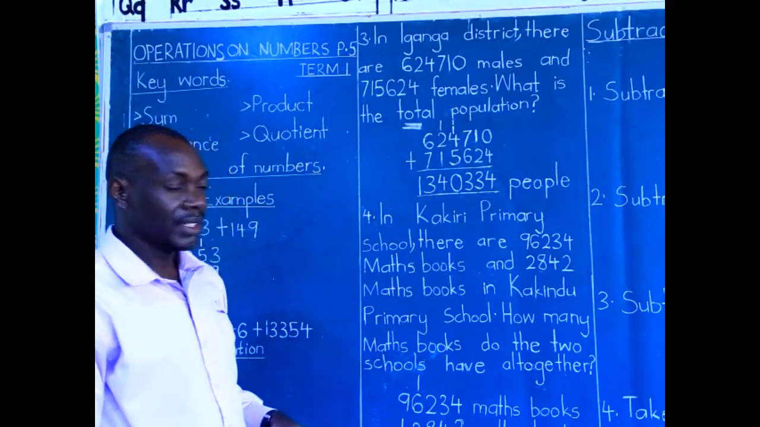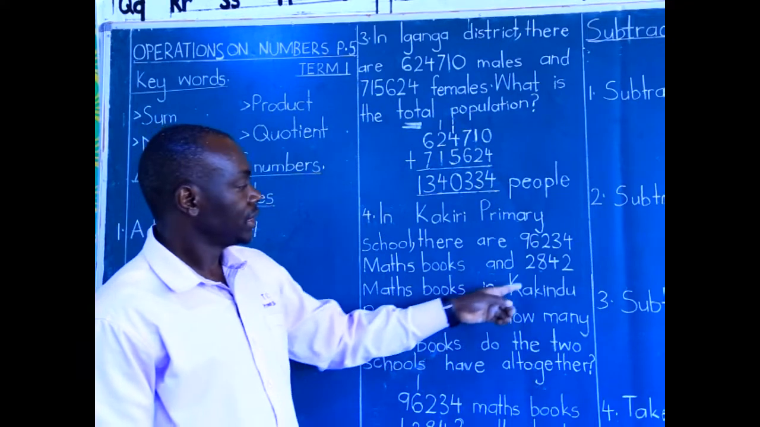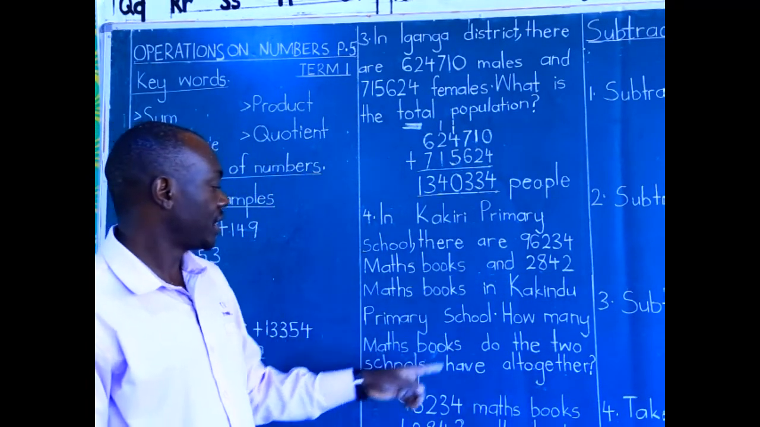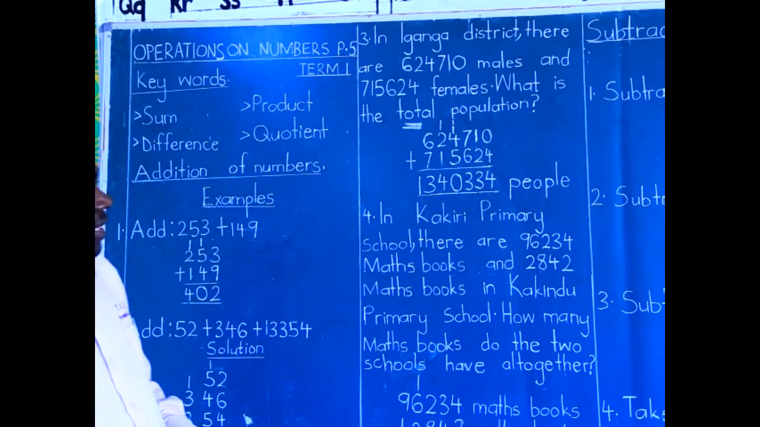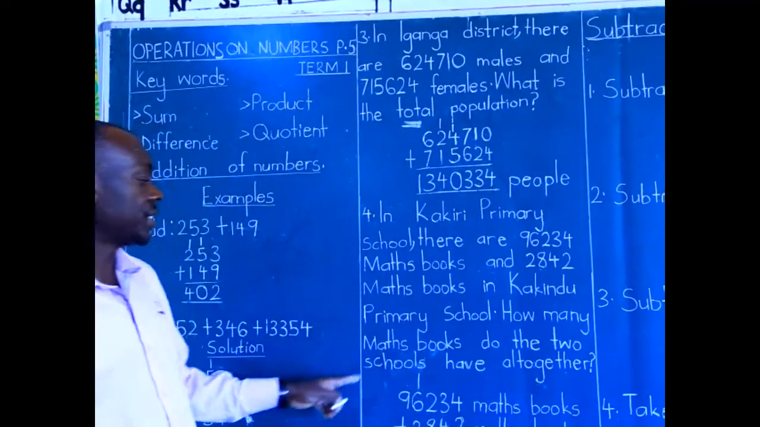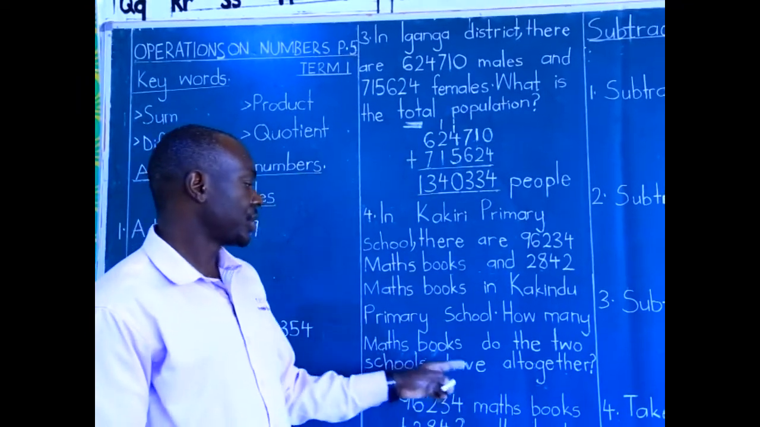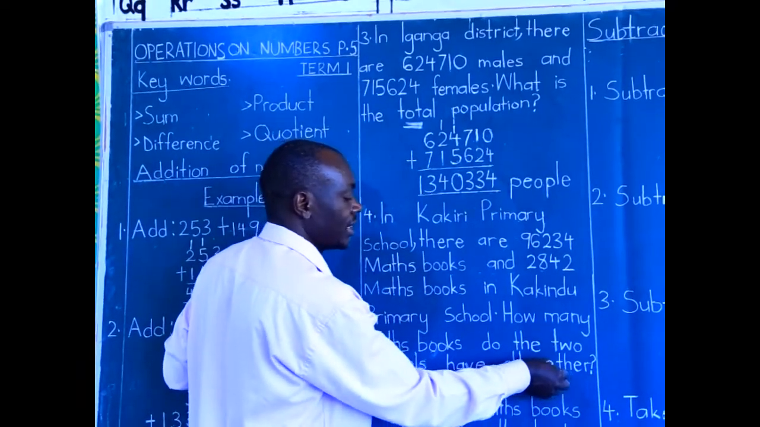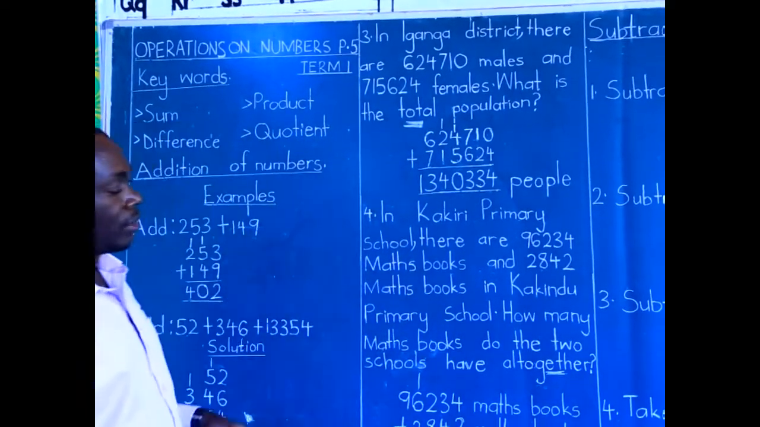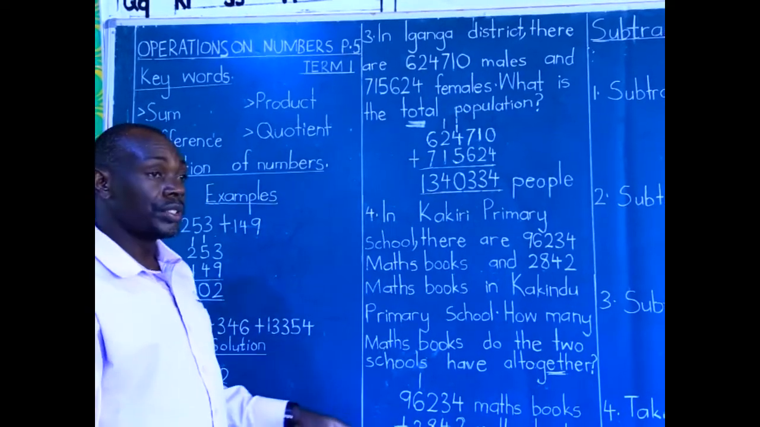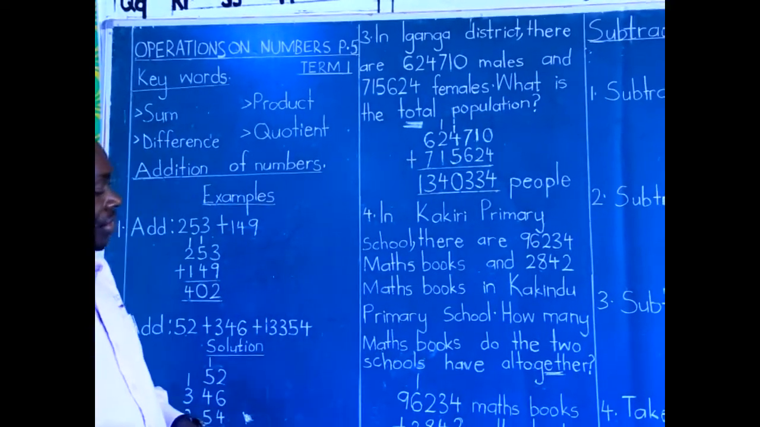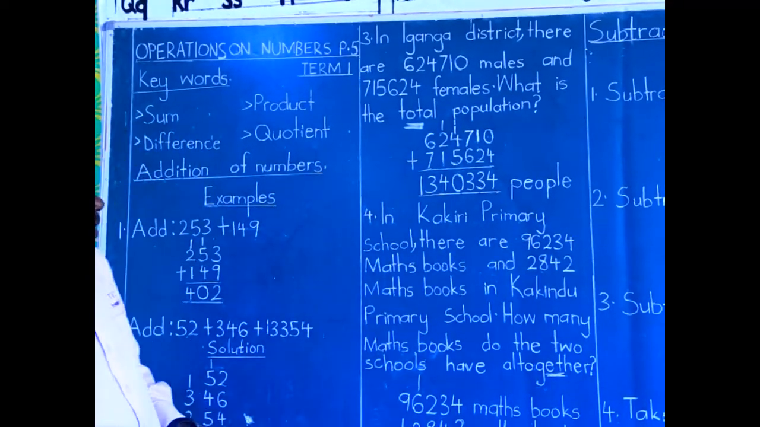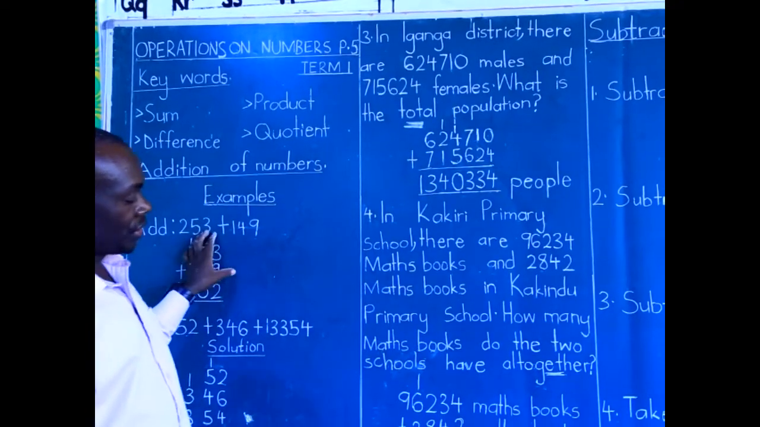96,234 math books and 2,842 math books in Kachindu Primary School. There are 2 schools here. Then the question is, how many math books do the 2 schools have altogether? Now here, the key word is altogether. It calls for a combination, which suits the plus sign of addition operation. So we are going to add the 2 numbers here and then get a total, which is altogether.